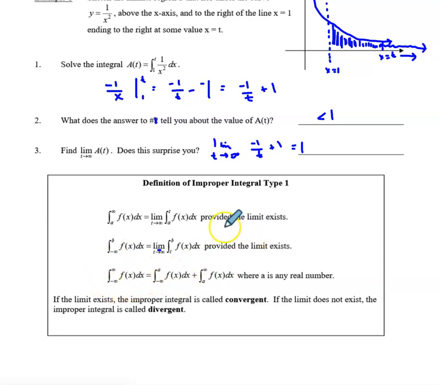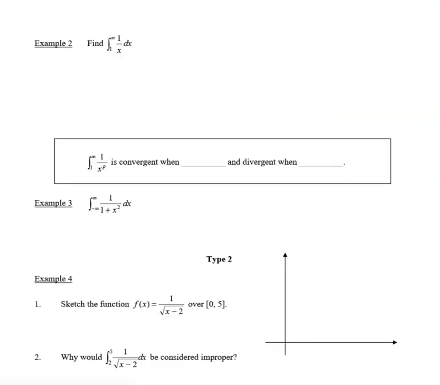So notice that we had said provided the limit exists. Well, if the limit exists, this improper integral is called convergent. For example, the one we just did, this limit exists and is equal to 1, and therefore the improper integral is convergent. If the limit does not exist, the improper integral is called divergent. So that would be a scenario when we're taking the limit and we get an infinity or a negative infinity here. So moving on to the next page, let's try another example.